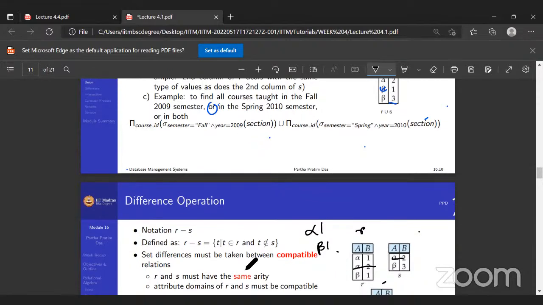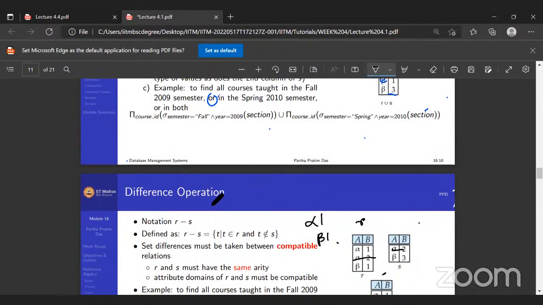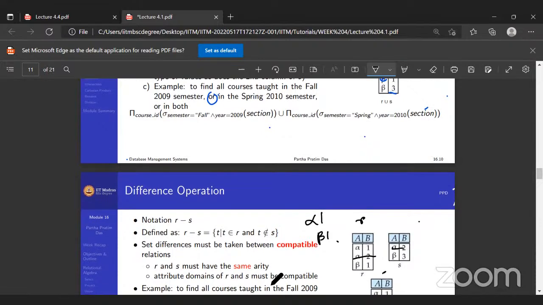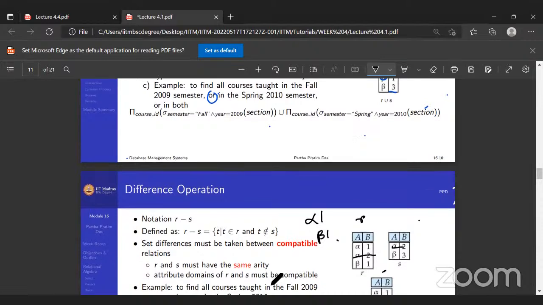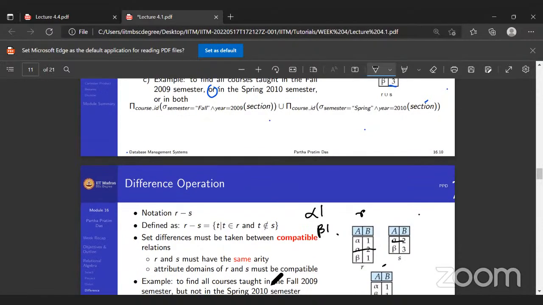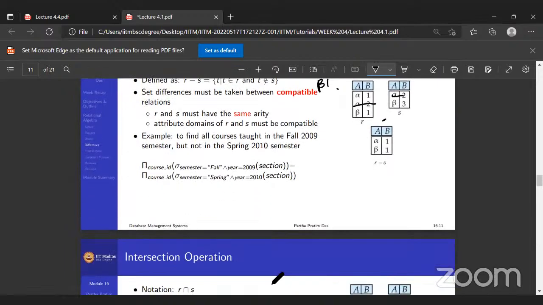Set difference needs the same conditions: the number of attributes must be the same, and the attribute domains of R and S must be compatible. I already defined these two conditions. So union compatibility is needed for these three: union, difference, and intersection.